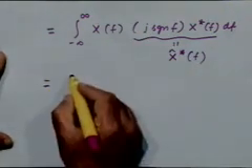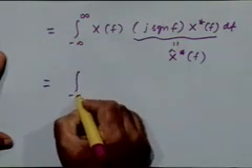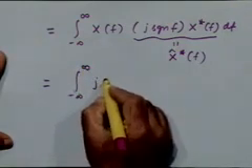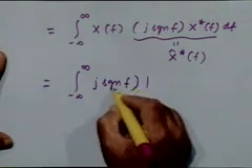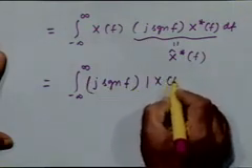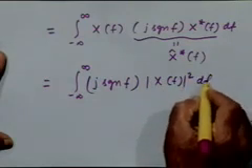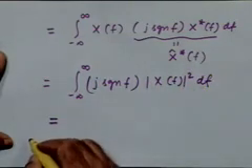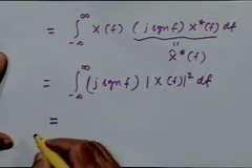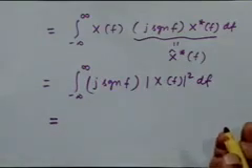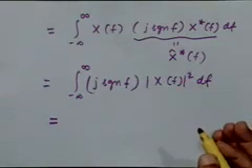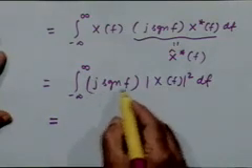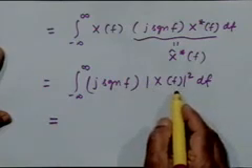This is equal to j signum f into mod of X(f) square df, and this is equal to... what is the value of this integral? Is it obviously 0? What kind of a function do you have inside the integral? It's an odd function of f.